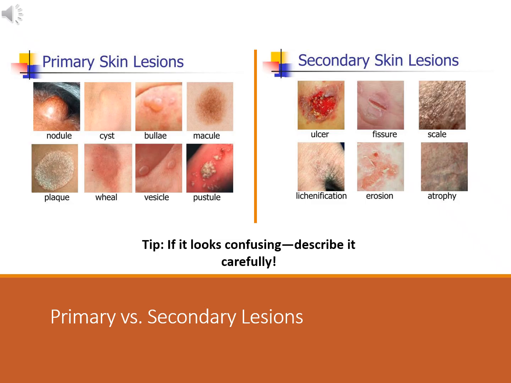So again, your primary skin lesions are the problem itself. Secondary is what happens to the problem. So, chickenpox vesicle is the primary problem. You'll see that open, kind of liquid filled bubble or sore, and then the crusted scab afterwards, where it starts to heal up and can be caused from scratching, is your secondary skin lesion.